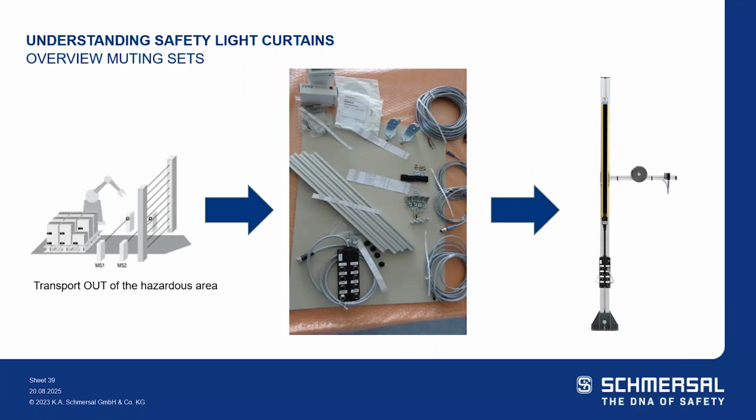And so basically when you are looking at, for example, here, your transport out of the hazardous area with 2 muting sensors, everything in that photo is what comes into the box package for the muting sets. And then you can install that particular one on a mounting stand along with the light curtain itself. So very easy to kit. It's already an assembled kit and very easy to implement in the field.